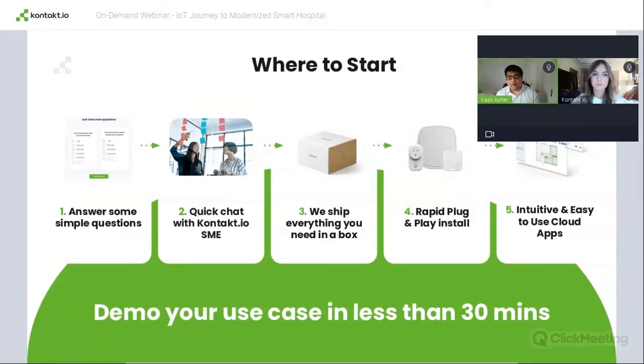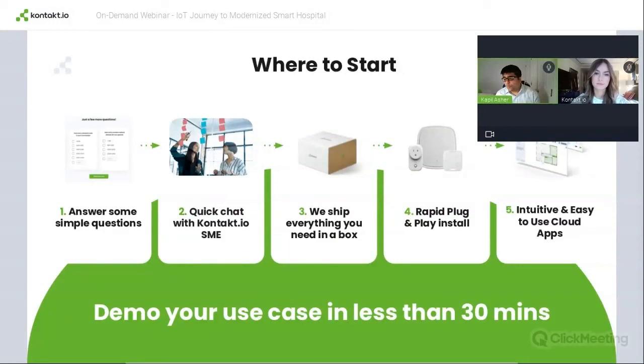Once we agree upon a solution, we will ship everything to you in a box, and it's a rapid plug and play install, right? So you just plug some portal lights on the wall, install a portal beam in the ceiling. The tags come in the box with you, and we can get your demo use case running in less than 30 minutes using our cloud-based applications.